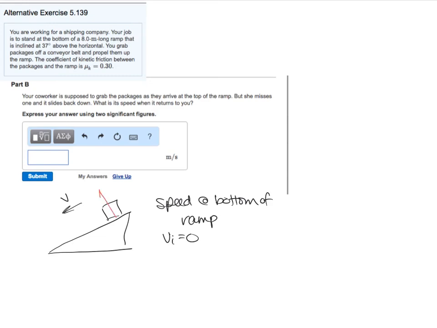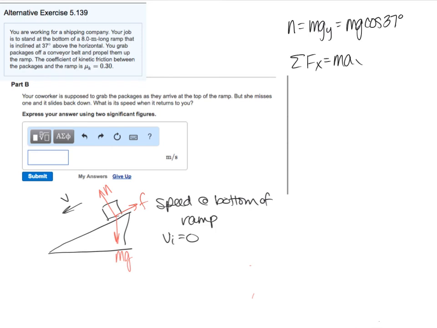Now, you might think it's exactly the same situation, but let's think about it. Normal and weight look exactly the same, but if the package is going down the incline, the frictional force is up. So our equations are going to change a little bit. Our normal force is still equal to mg_y, which is mg cosine of 37 degrees. When I look at the forces in the x direction, I have the weight minus the frictional force is equal to mg_x.